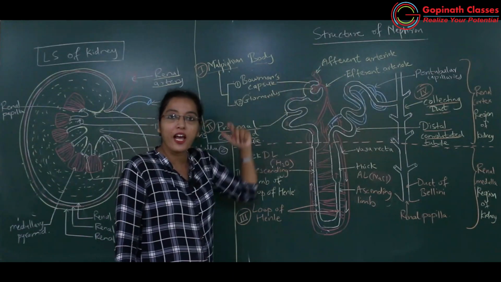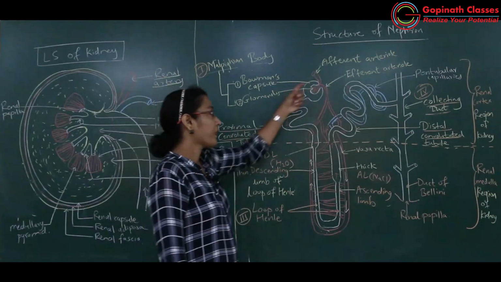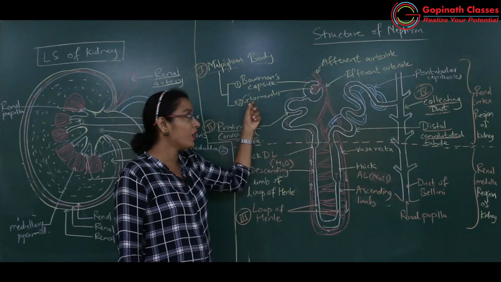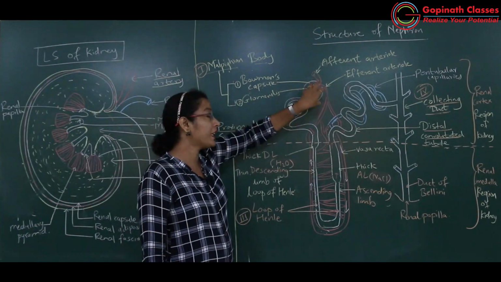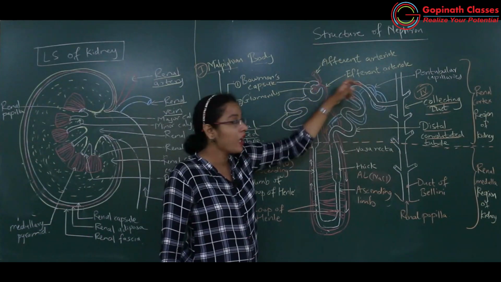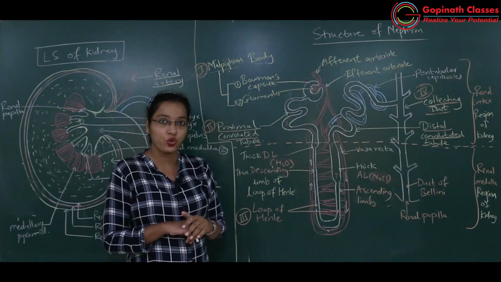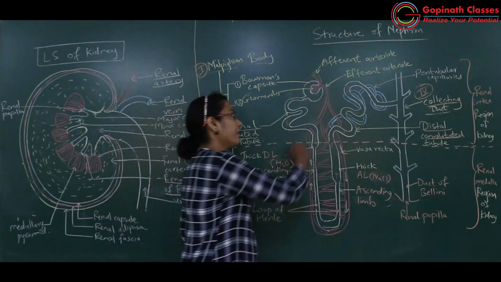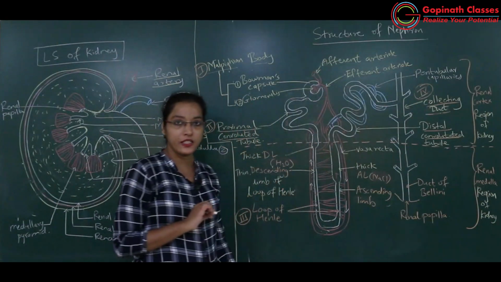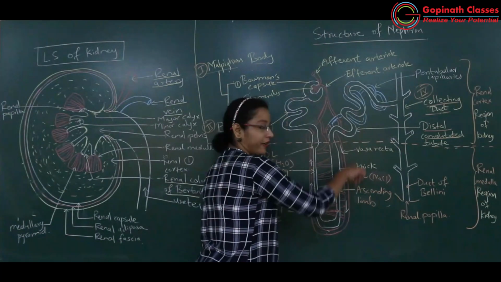Due to entry of the afferent arteriole, which will divide and redivide to form a network of blood capillaries, that is the glomerulus. The blood capillaries of the glomerulus will rejoin to form the efferent arteriole. The efferent arteriole will come out from the Bowman's capsule of the nephron, and it will divide and redivide into many peritubular capillaries. These peritubular capillaries will surround the nephron.